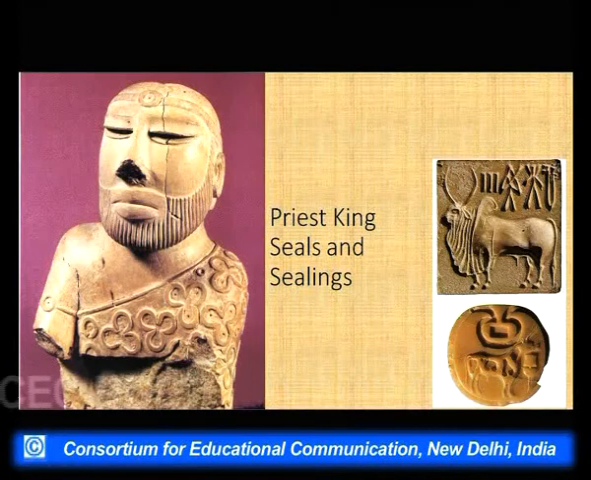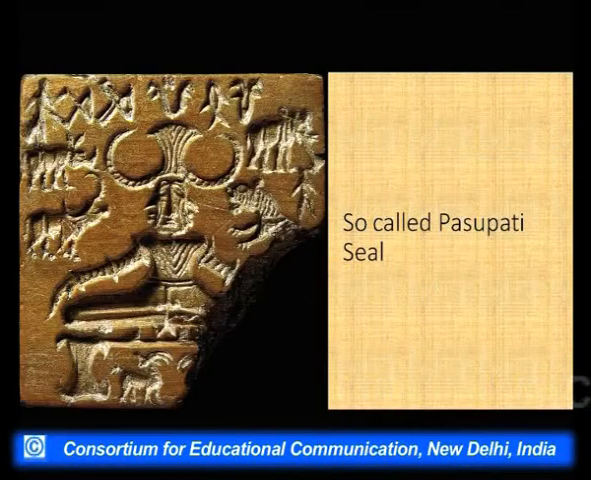Also, you can see the script, which has not been deciphered. Typically on each of the seals, you have 4 to 5 characters that have been inscribed. Underneath is a ceiling. All right.